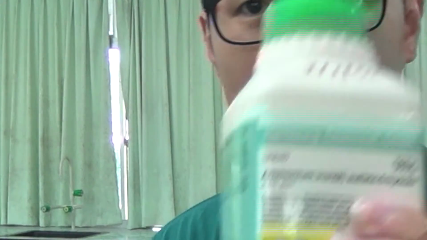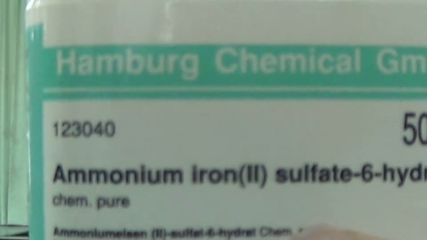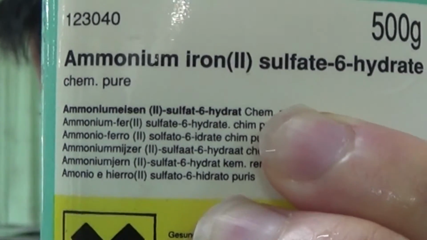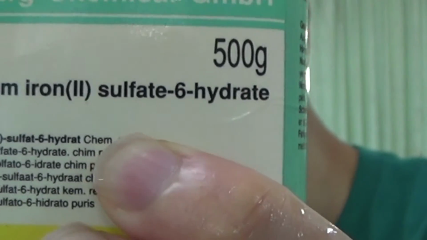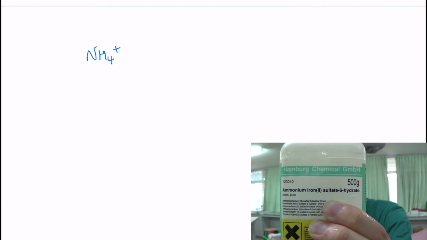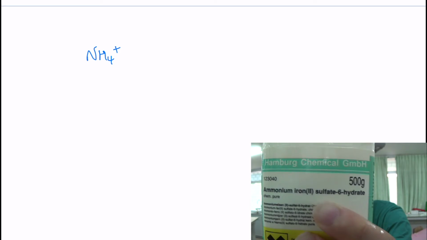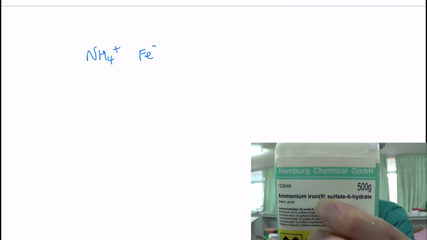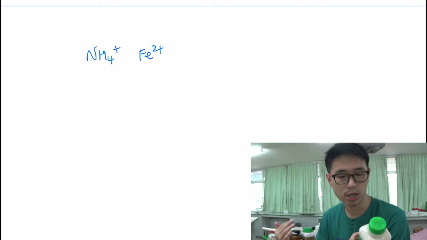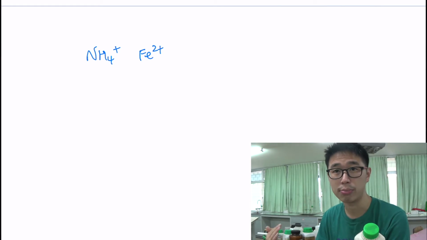Okay, the other one I want to talk about today is this thing called ammonium iron 2 sulfate. I might have talked about this in my other tutorial video on water of crystallization, but that is not my focus today. If you look carefully, there are two cations. There is NH4+, and this says iron bracket 2, the Roman numeral. That means the oxidation state of the iron is actually iron 2+, or iron plus 2.